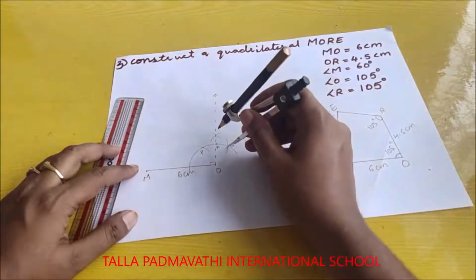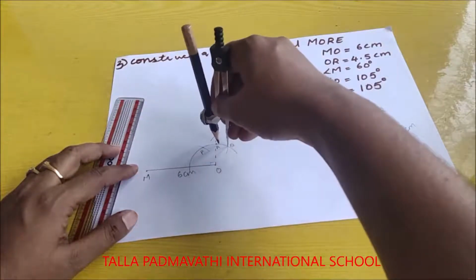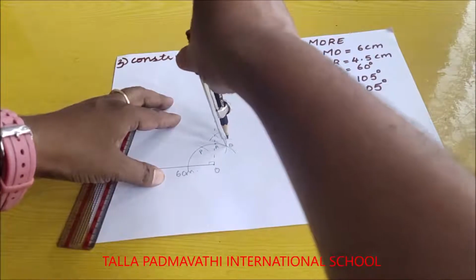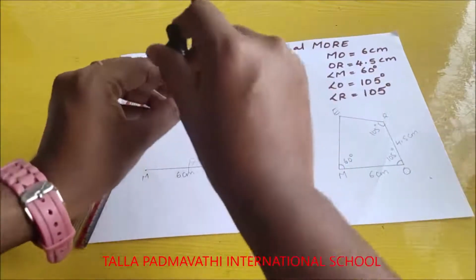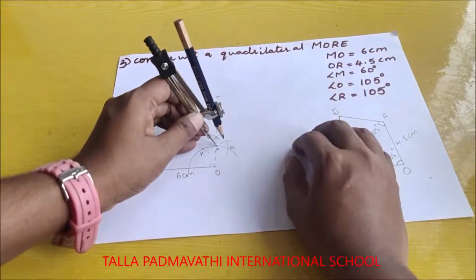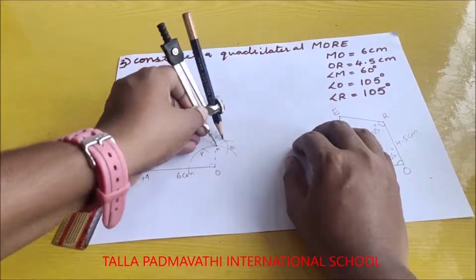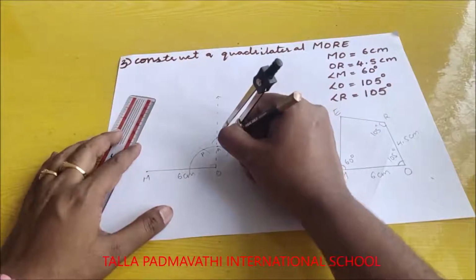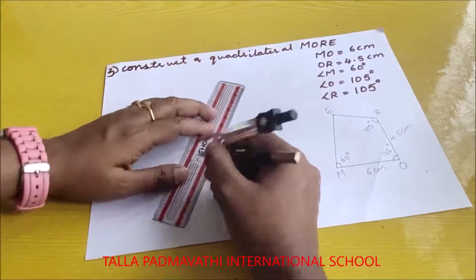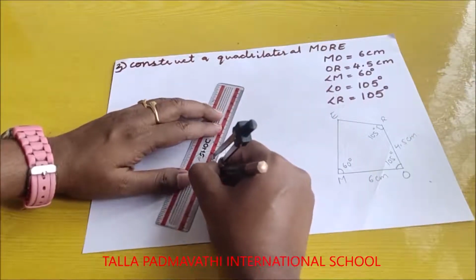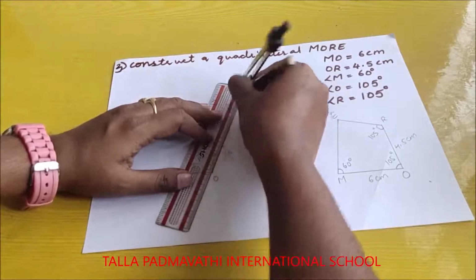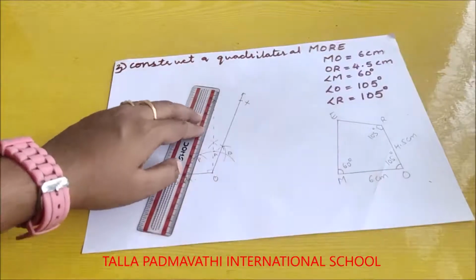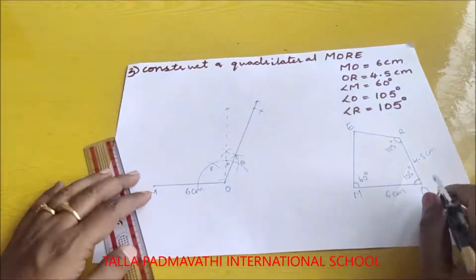So how to bisect? You need to take more than half of AQ and draw an arc. You need to draw an arc, and with A as center and with the same radius you need to draw one more arc. So this will be your 105 degrees, children. Now join O and this point. Let this be X, children.